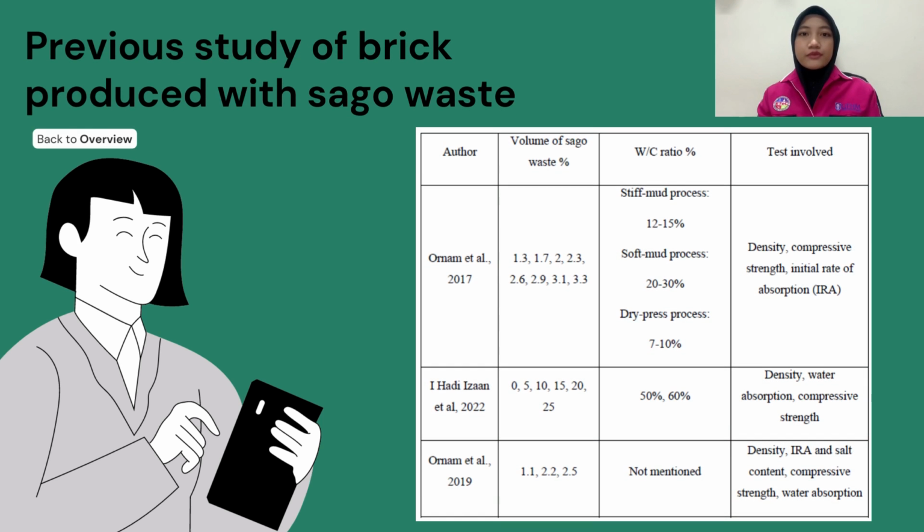Next, for the previous study of brick, several researchers have investigated the use of sago waste or sago husk in the production of bricks. Based on the summary of the previous work, these three authors used different volumes of sago waste, water cement ratio, and also the tests involved. To summarize, the results show that the existence of sago waste in bricks as replacement will decrease the strength, decrease the density, and also increase the water absorption, but they still meet the requirements of standards.